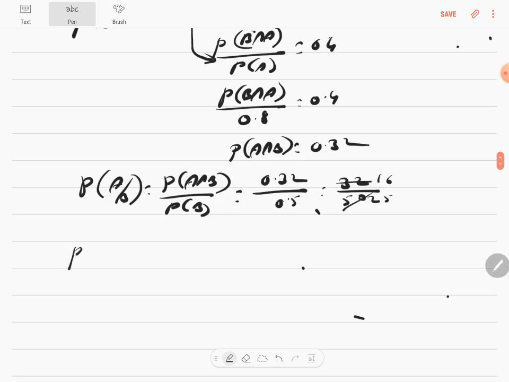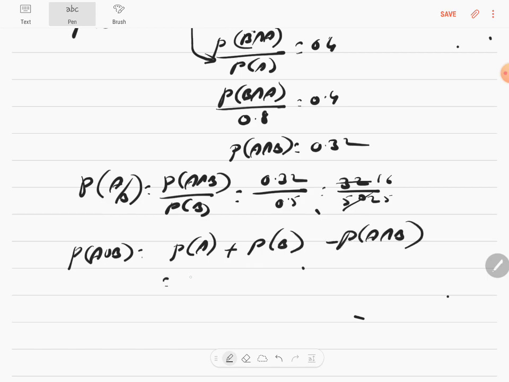And P of A union B. What is the formula? You should know from last year's portions. P of A plus P of B minus P of A intersection B. So P of A has been given to be 0.8, P of B is 0.5, A intersection B is 0.32. That will give you P of A union B.